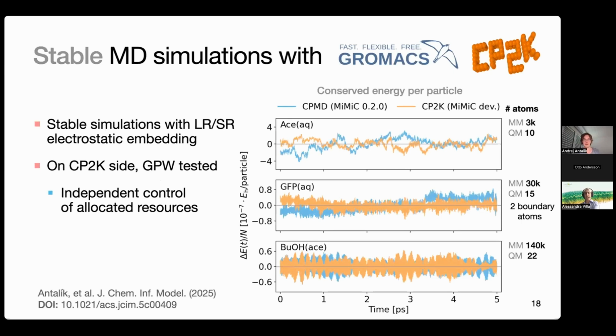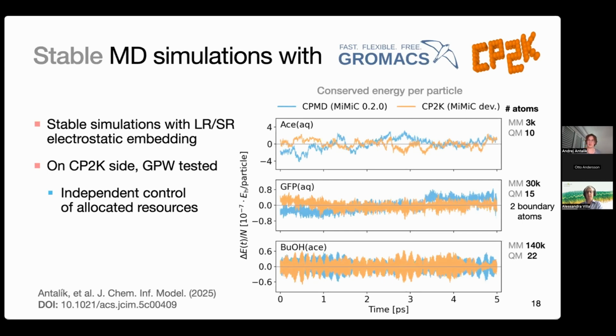So starting with stability, here, if you focus on the orange line, you see the fluctuations of the total energy per particle for systems of different sizes. The uppermost is the smallest one of some 3,000 atoms up to 440,000 atoms in the last one. And with the blue lines here being for comparison, and these come from the pilot implementation of MiMiC that only used the combination of CPMD and GROMACS. And you can see that all these lines are stable with no drift that is observable at all.